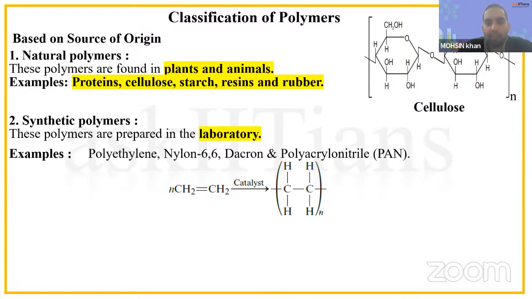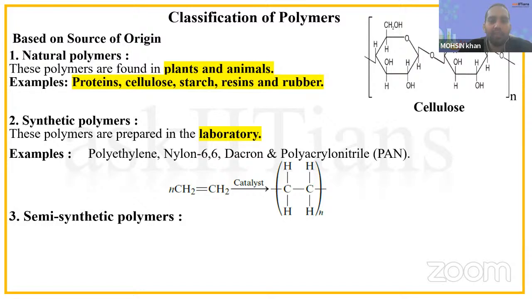You can see the example of ethene. A polymer which we get from ethene is polyethene. So we are combining n units of CH2=CH2. We have taken n units of ethene and we are combining them to get polyethene. So polyethylene is a synthetic polymer.